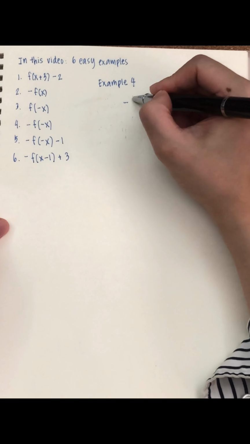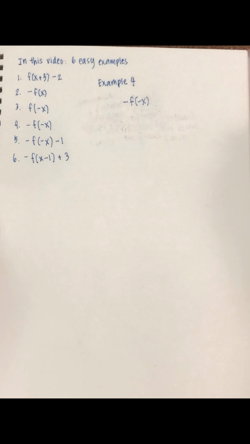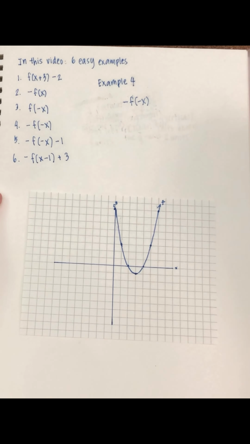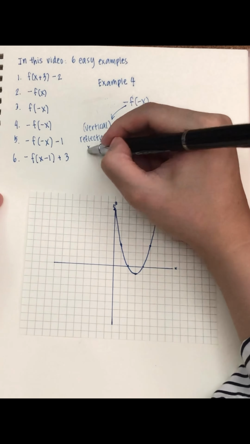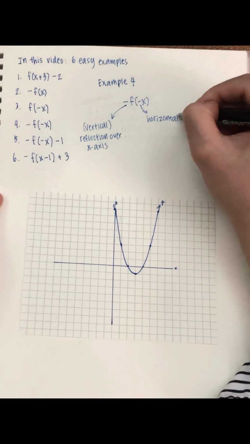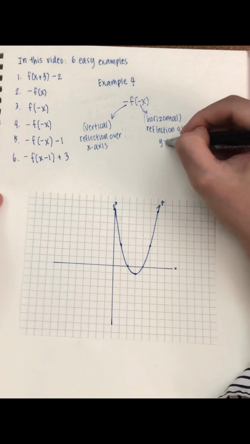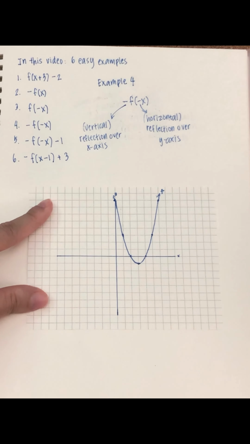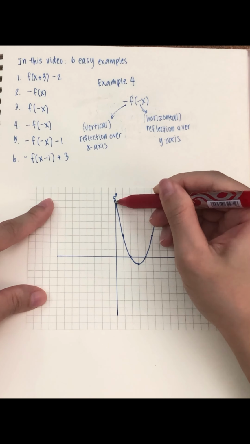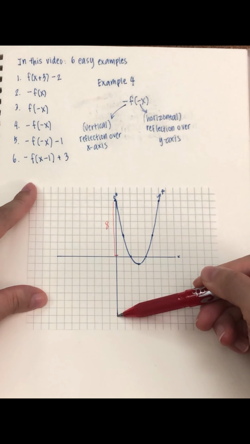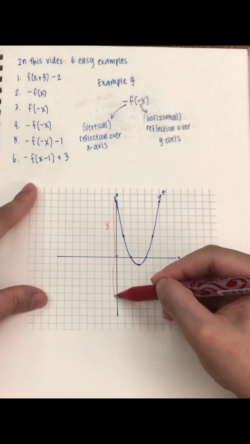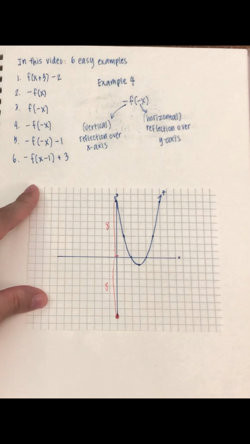Example 4, negative f of negative x. Let's use a different given graph for this demonstration. This example has 2 transformations, a reflection over the x-axis and a reflection over the y-axis. So this first point was 8 units above the x-axis, so its vertical reflection will be 8 units below. Okay, this is going to be here.